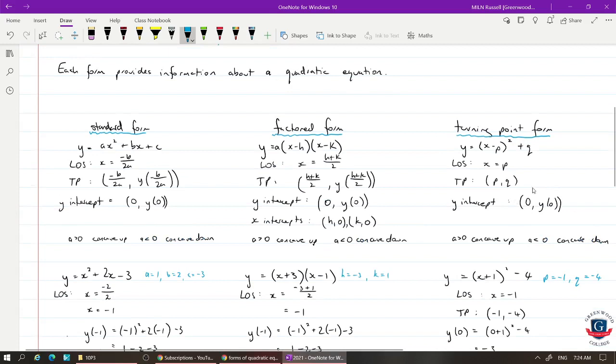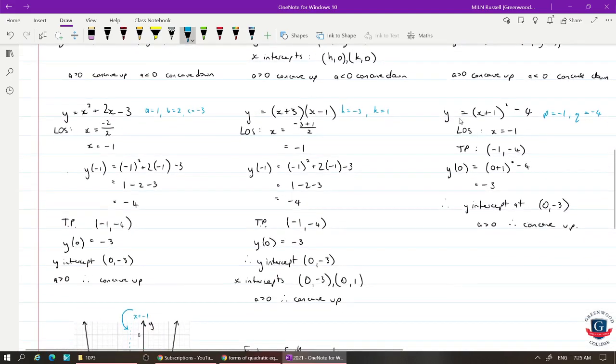And for turning point form, P and Q are the turning point of the equation in the same way that H and K are the x-intercepts. And C over here is the y-intercept. So because it's given me the x value of the turning point here, x is going to be equal to P. The turning point is P and Q. Here's Q over here, remembering to make the negative of P. And the y-intercept will just be substituting 0 for x into that equation. You've got to be a little bit careful with this, because when you substitute in the 0, you're going to get a value from here.